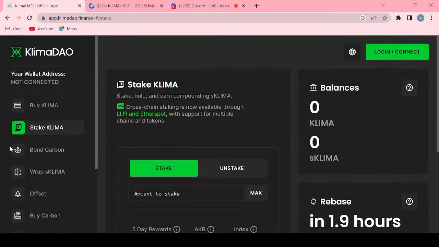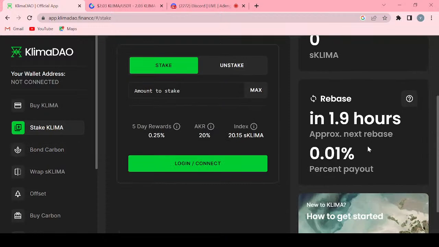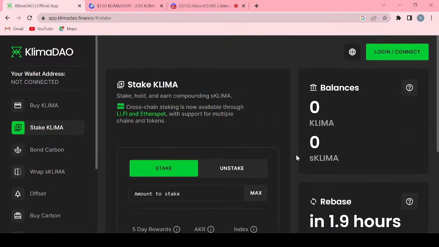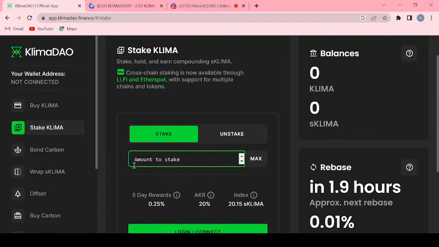So here is the staking method of Klima. Here you can stake the tokens. Already I have told you how to start buying the token from Gate.io, and the staking method is also available on Klima DAO. You can enter the amount of Klima tokens to stake, and you can also unstake if you don't want to stake your tokens for a long period. You can also buy carbon offsets. So many things are available.